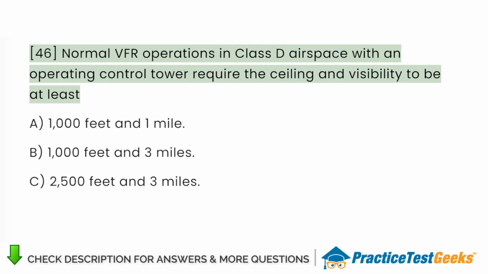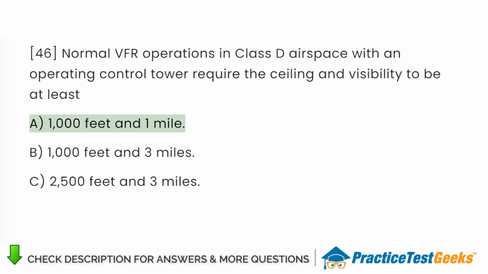Normal VFR operations in Class D airspace with an operating control tower require the ceiling and visibility to be at least A. 1,000 feet and 1 mile. B. 1,000 feet and 3 miles. C. 2,500 feet and 3 miles.